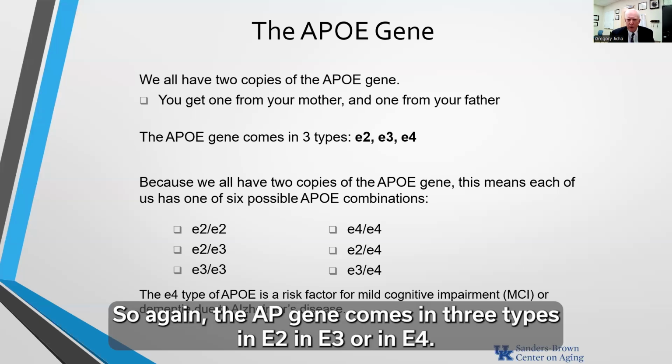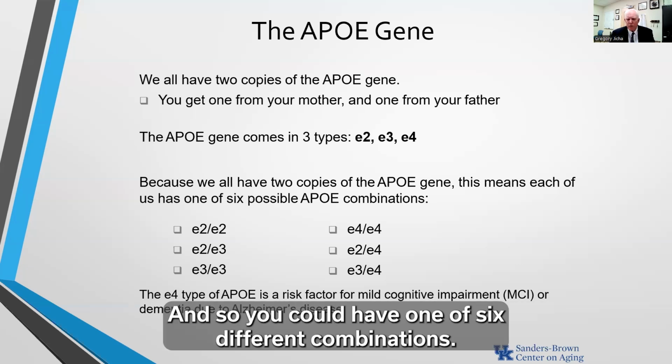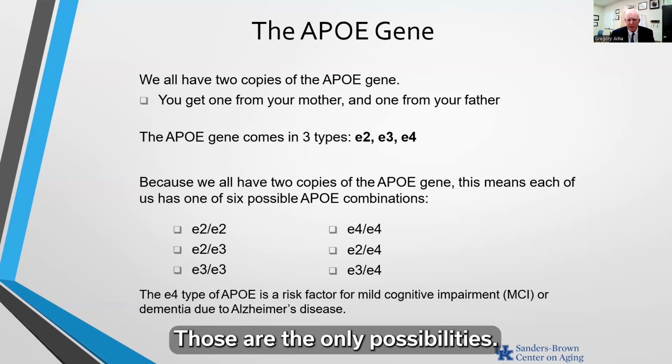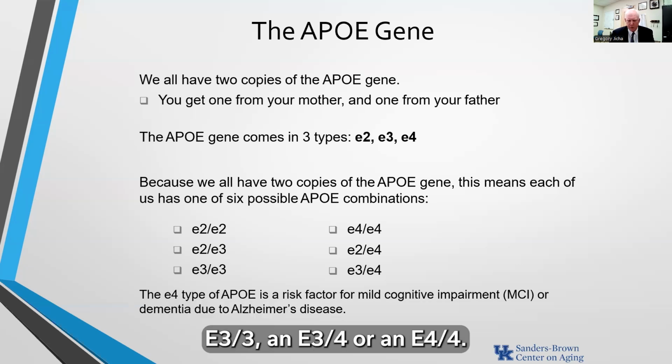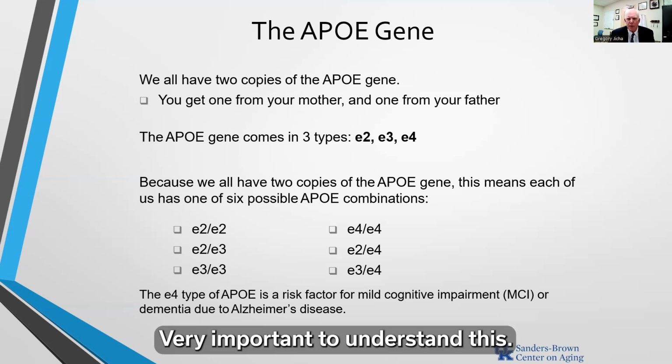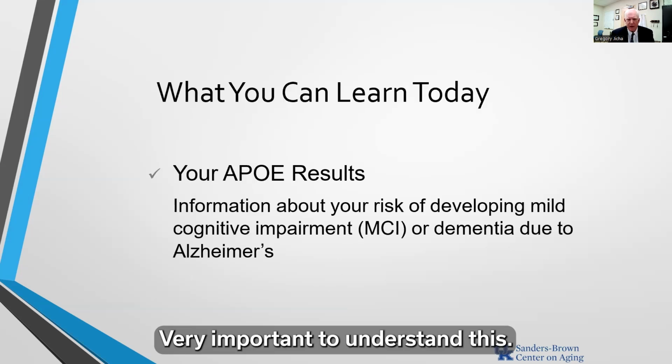So again, the ApoE gene comes in three types, an E2, an E3, or an E4. And so you could have one of 6 different combinations. Those are the only possibilities. You could be an E2-2, an E2-3, an E2-4, an E3-3, an E3-4, or an E4-4. Very important to understand this.